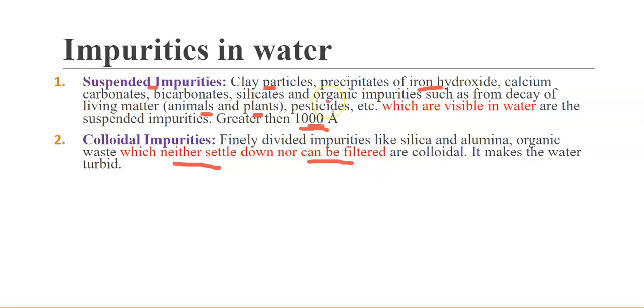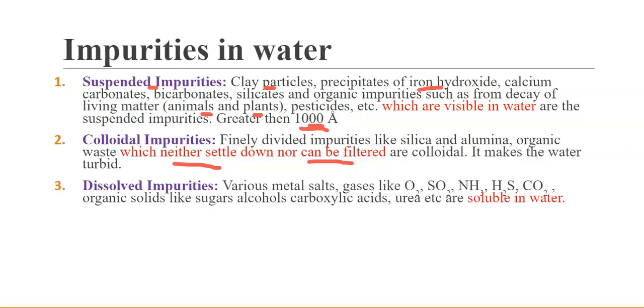Like I said, suspended impurities are bigger impurities which can be easily seen and also easily removed from water by simple filtration. Colloidal impurities are also visible, but they are smaller in size than suspended impurities and they cannot be easily removed by filtration. Suppose I add chalk powder in water, you can see that the water is not clear, it has some impurity. But again, you cannot remove that impurity by simple filtration.